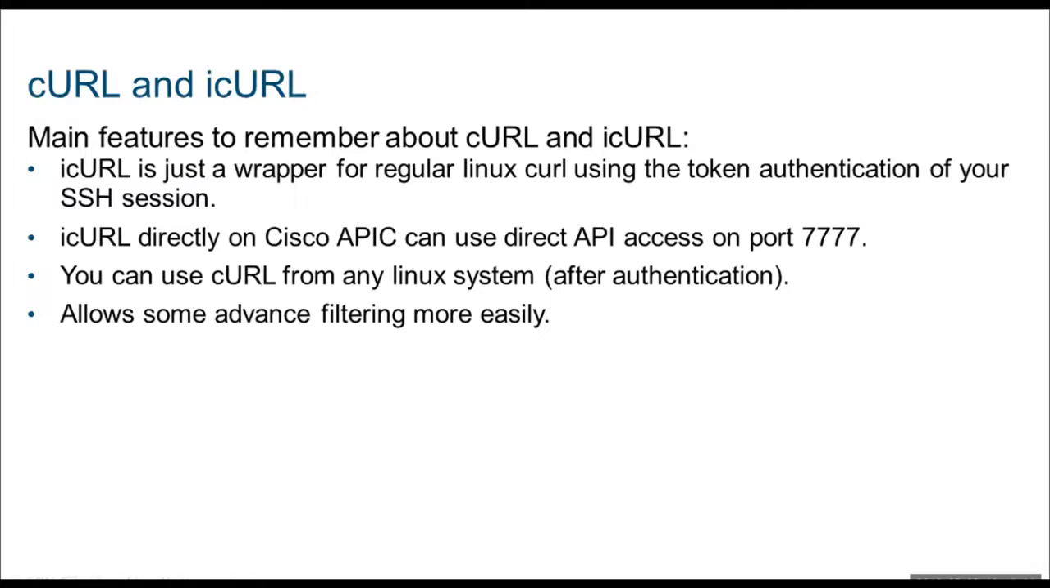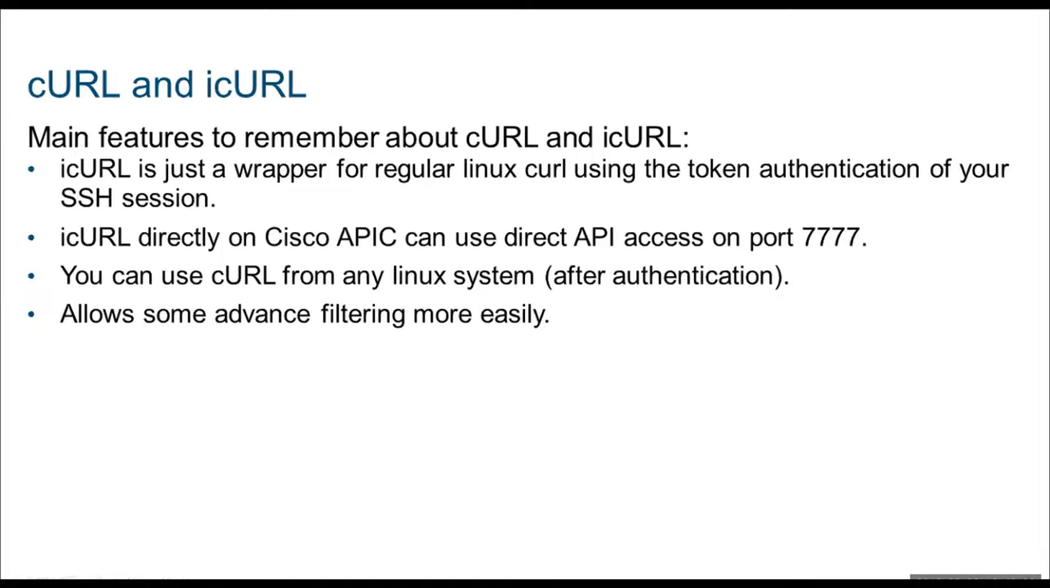iCurl is kind of like a wrapper of curl that is resident in the APIC. Okay, so it shows you it uses iCurl as a wrapper. It doesn't prompt you again for authentication. It uses the same token that was assigned for your SSH session when you initiate iCurl. Okay, so it shows you which ports are being used. Curl is from any Linux system.